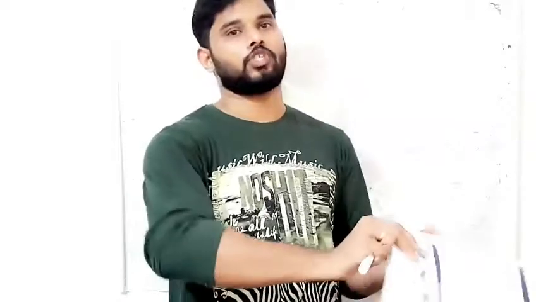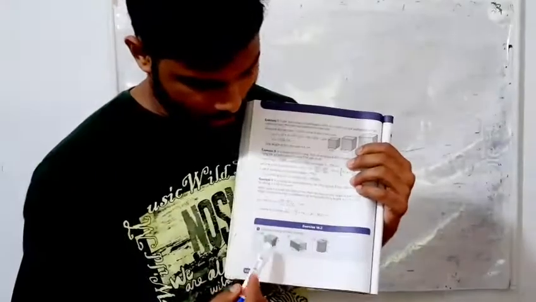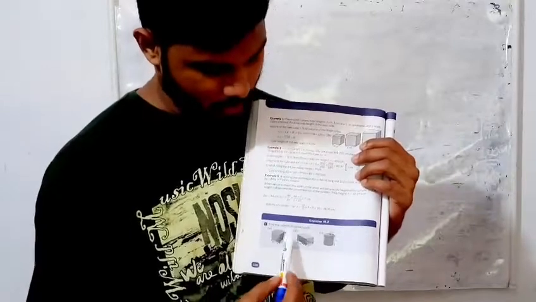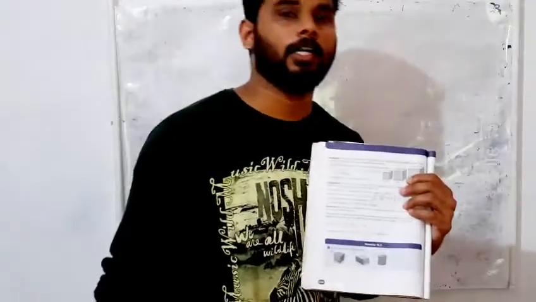Exercise 16.2, question number 1. The question is, find the volume of these objects. You can see here are three objects. The first one is a cube. Why? Because all the sides are equal: 6 centimeter, 6 centimeter, 6 centimeter. If you want to find out the volume of this cube, we know the equation.